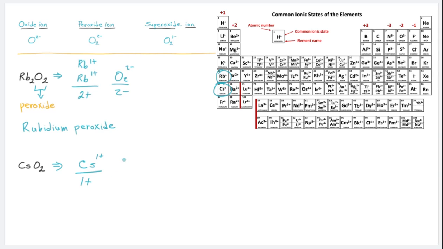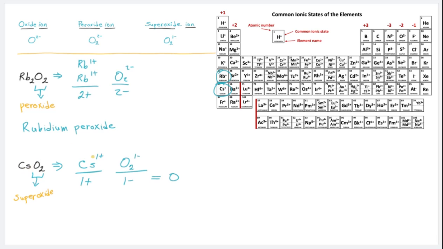We know that if we have O2 with a charge of -1, that is a superoxide, and that is exactly what we need here. So these two cancel out, the charges cancel out. So now these O2 here are superoxide ions.